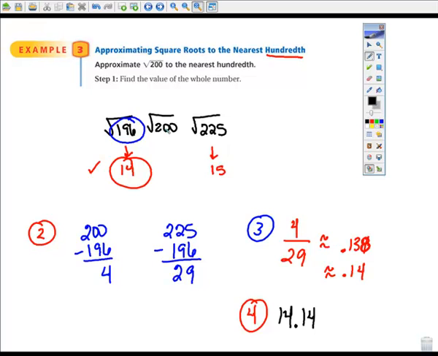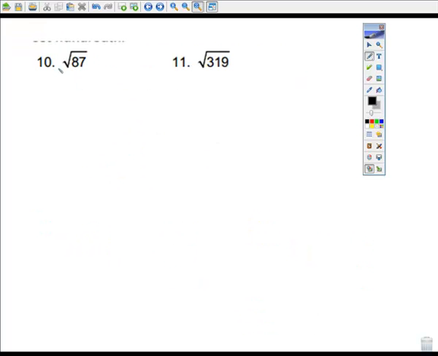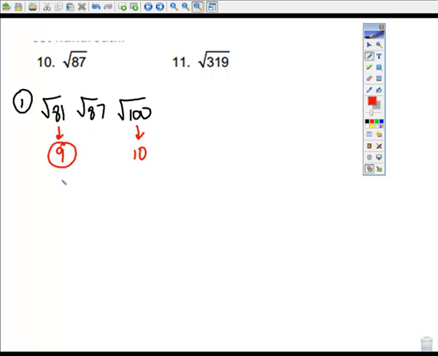I think we should do a couple more of these. So let's look at the square root of 87. The first step, I take the square root of 87, and I know that's between the perfect squares of 81 and 100. Square root of 81 is 9. Square root of 100 is 10. So I know it's going to be 9 point something.